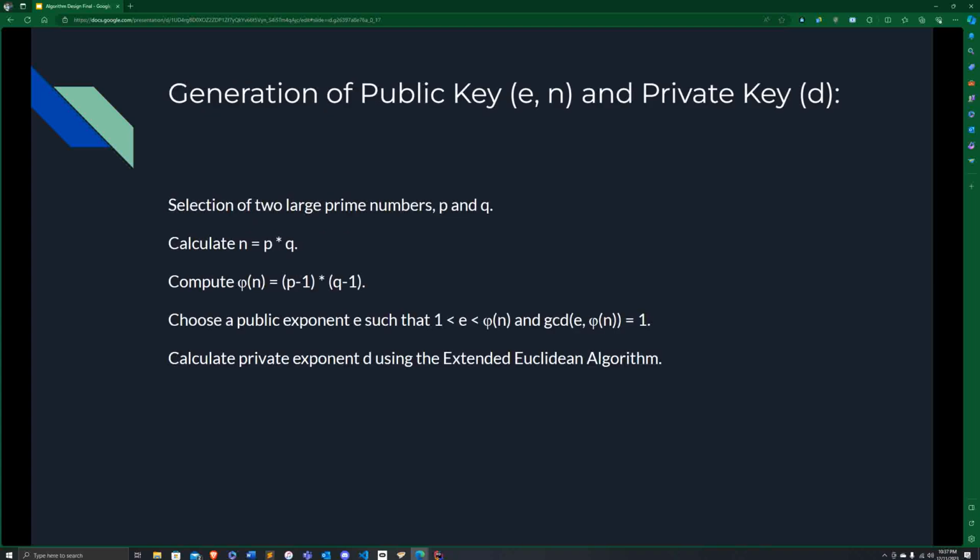The heart of RSA lies in key generation. We start by selecting two large prime numbers, p and q, and then calculate n equal to p times q. The totient of n is crucial as it helps us choose a public exponent e. The private exponent d is computed using the extended Euclidean algorithm. Together these form the public and private keys.